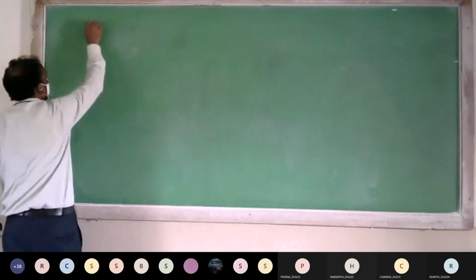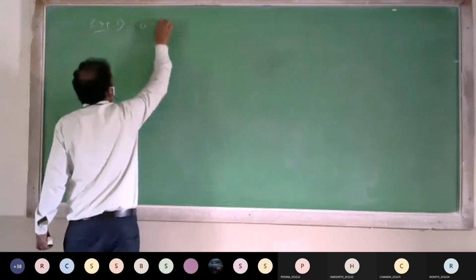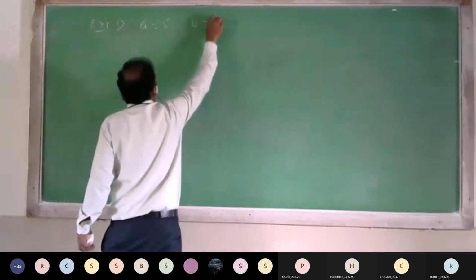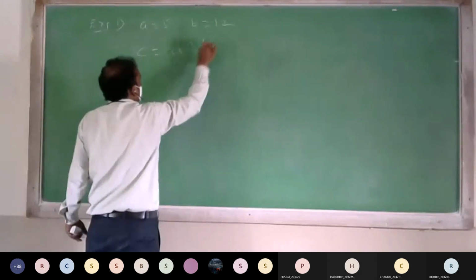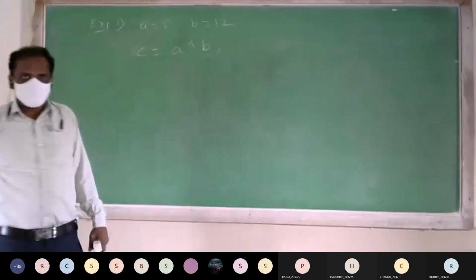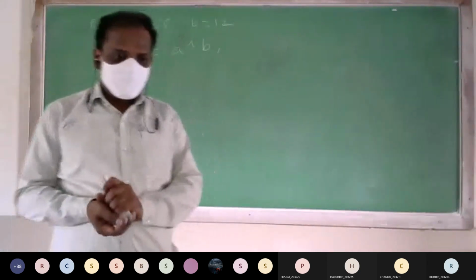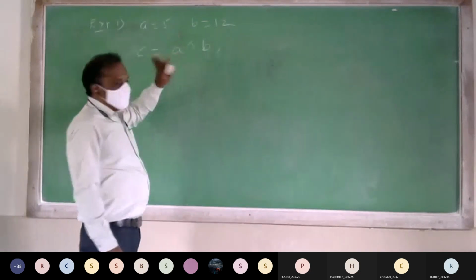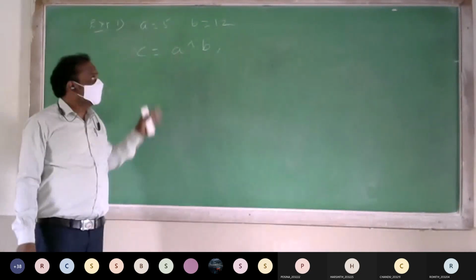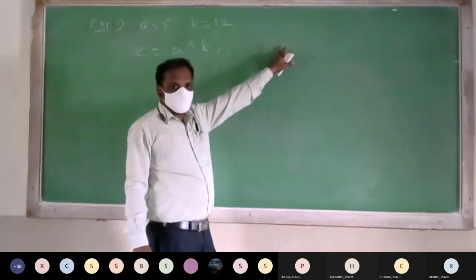Now example 1. A is equal to 5, B is equal to 12. C is equal to A XOR B. What is the value of C? Now, since we are discussing bitwise operators, we need to convert the decimal numbers into binary numbers.